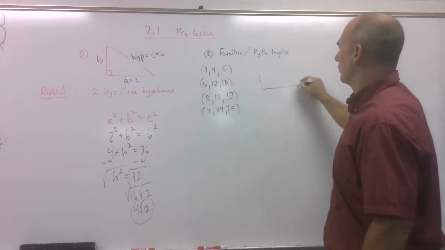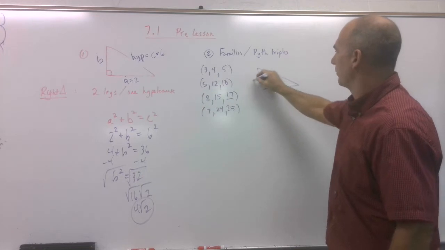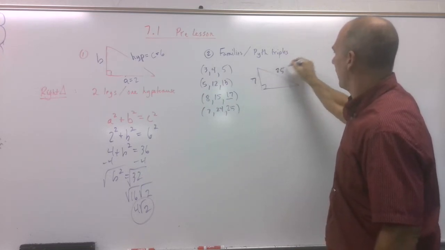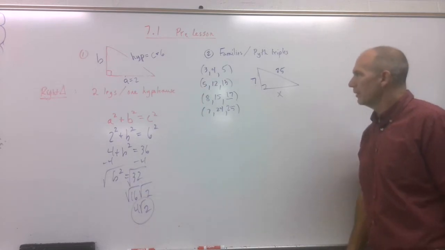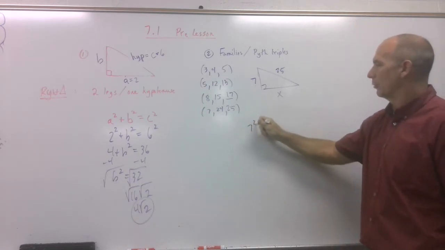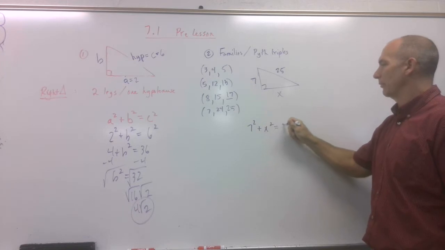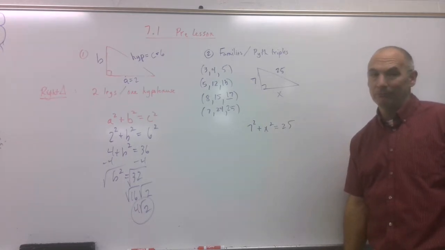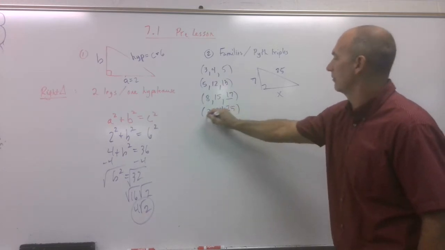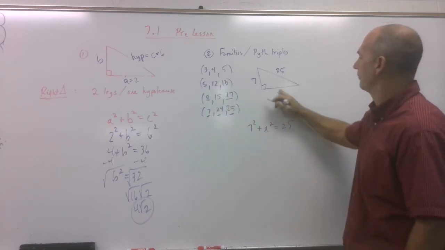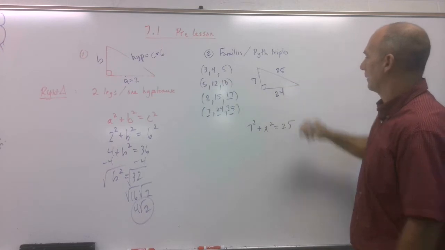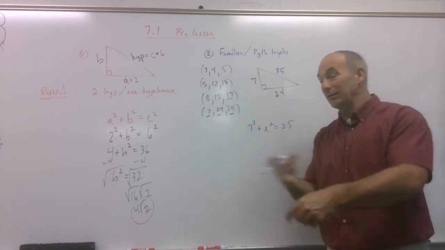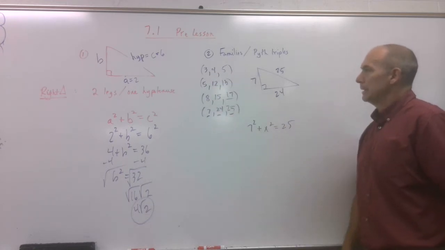So what's the advantage of knowing these? Well, let's say you have a problem like this. I want that to be a 7, and 25, and x. You're like, well, I could go a squared plus b squared equals c squared. Yeah, that'll get the job done. But if you know your families, 7, 24, 25, you're like, I don't have to waste my time doing that. So remember, on timed tests, these little tricks are valuable.